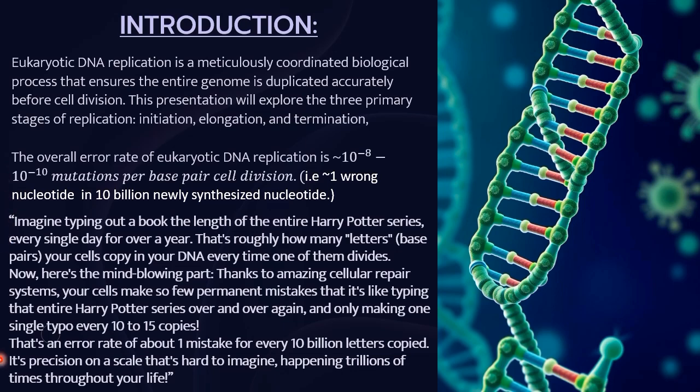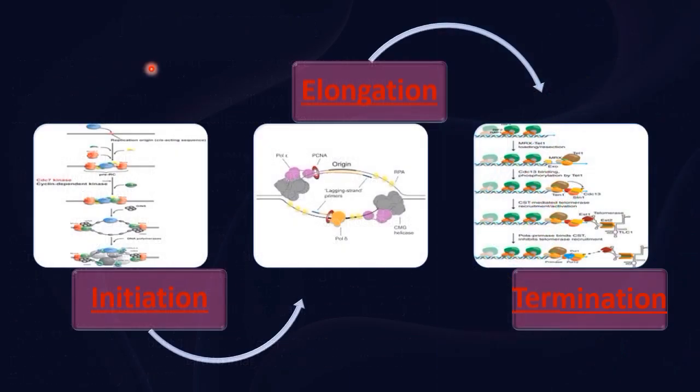And given below is an example of the librarian typo, which is classically used to explain the accuracy of the DNA replication process. So today I am going to give an overview about the initiation, elongation, and termination phases of eukaryotic DNA replication through this presentation. But the eukaryotic DNA replication process is much more than just these three phases. There is a process of epigenetic replication. If possible, then I'll also create a detailed video about it.